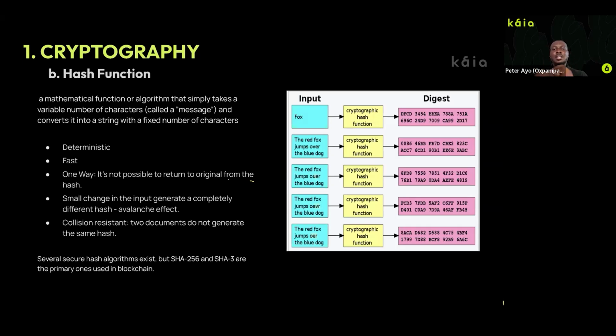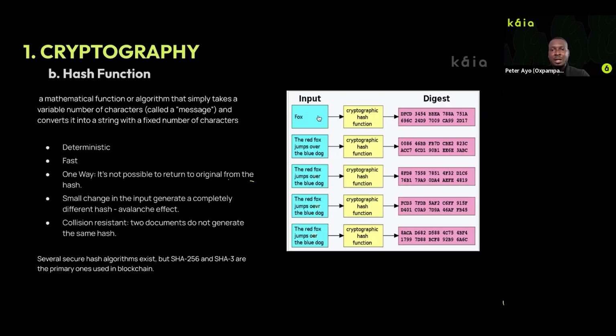Now, this is the function of hash functions on the blockchain. They basically help you to conceal or encrypt data in this case and return a digest. A digest in this case is the fixed length output, right? And so what are hash functions? Hash functions are mathematical functions or algorithms that take a variable number of characters or input and convert it to a string with a fixed output length.